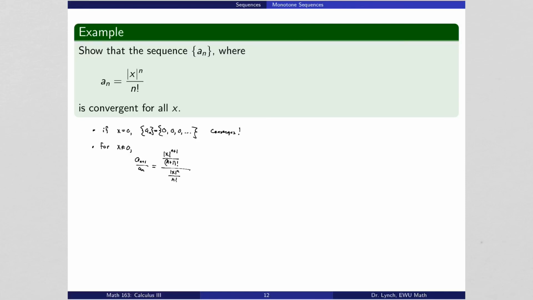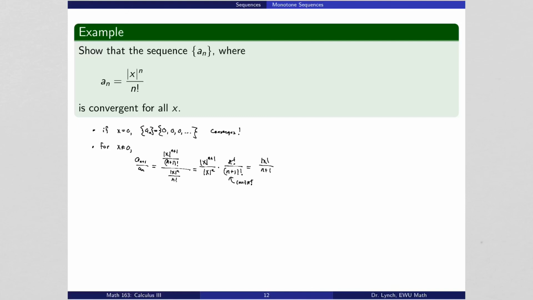Now, in the case where x is not 0, we can see that the ratio of the n plus first term to the nth term is given by this expression, which we can pretty quickly simplify. Just look at the reciprocal of the denominator here and regroup things carefully. Of course, if there are n plus 1 x's in the numerator and n in the denominator, we're left with 1 x in the numerator. And n factorial over n plus 1 factorial. Notice that n plus 1 factorial can be written as n plus 1 times n factorial. So those cancel, and we're left with n plus 1 in the denominator.